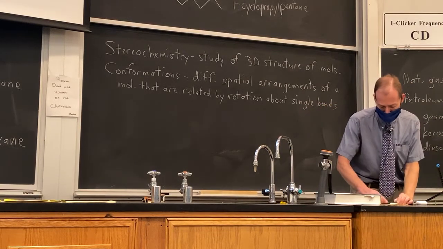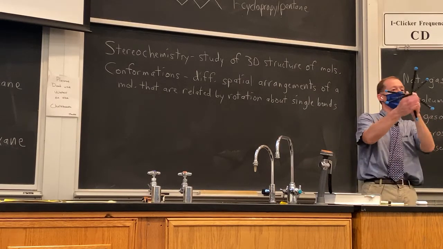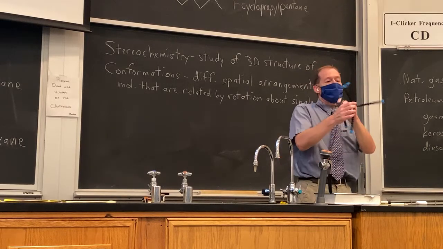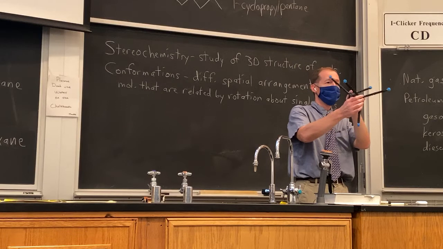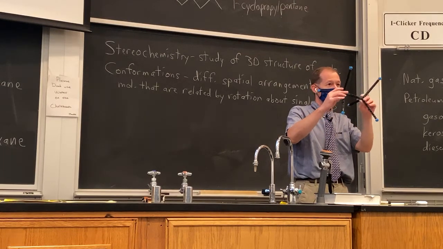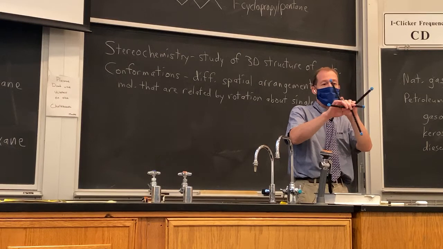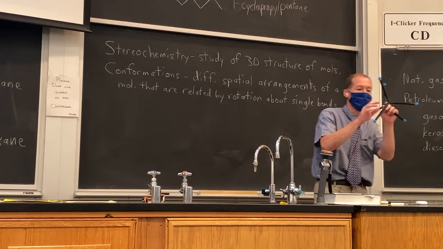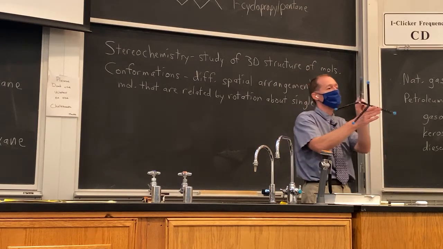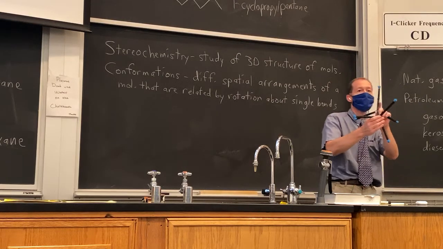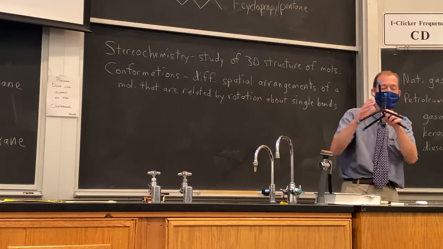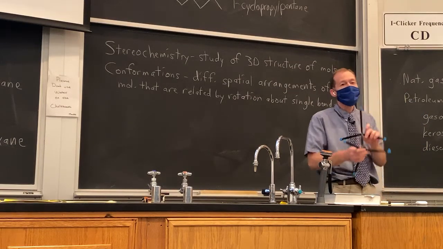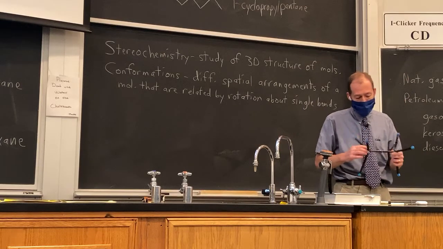So I have for you a model of ethane, C2H6. And I'm rotating about the carbon-carbon sigma bond, carbon-carbon single bond in ethane. And as I rotate, I'm generating different conformations of ethane. How many different conformations are there of ethane? Infinite, exactly. There's an infinite number of angles, an infinite number of ways we could chop up 360 degrees. So there's an infinite number of conformations.